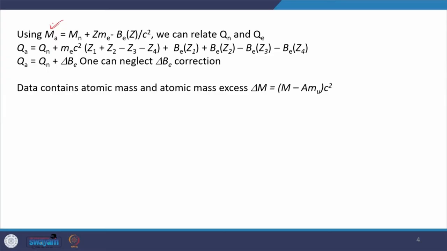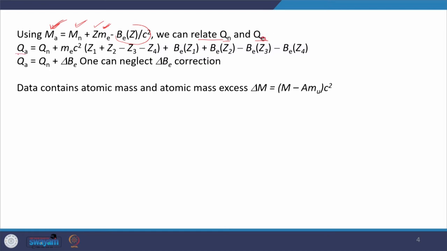Now, using this well-known relation, mass of an atom is nothing but mass of the nucleus plus number of protons into mass of each electron, because number of electrons and number of protons is same in a stable atom. And the binding energy has to be considered. It has to be subtracted from the sum of the mass of the nucleus and Z into Me. Okay? Now, with this we can relate the nuclear Q value and atomic Q value.